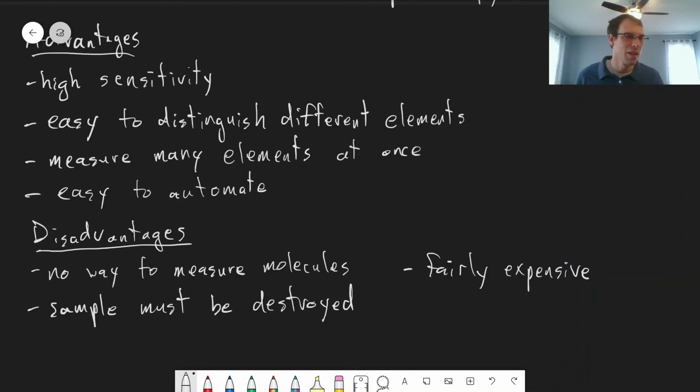All right, so in the next video, we'll look at the three main ways that atomic spectroscopy can be done and sort of what are the similarities and differences between them.